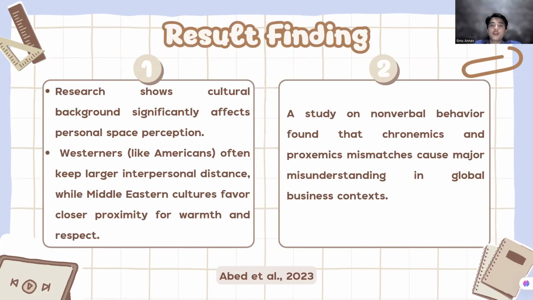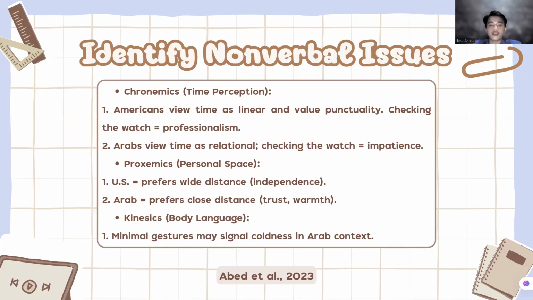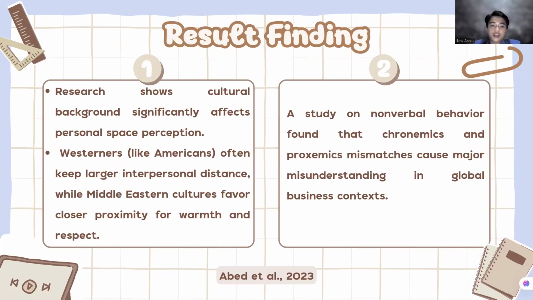Okay, so what are the results that I found about this case study? The research shows that cultural background significantly affects personal space perception. Westerners, like Americans, often keep a large interpersonal distance, while Middle Eastern cultures favor closer proximity, as suggested before. And checking the watch means impatience.